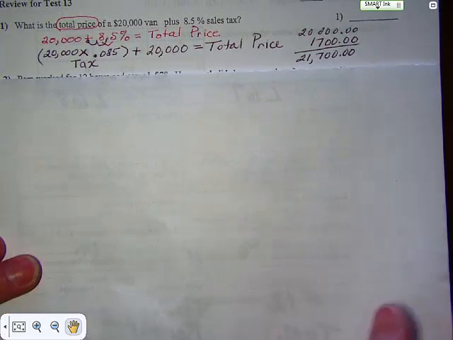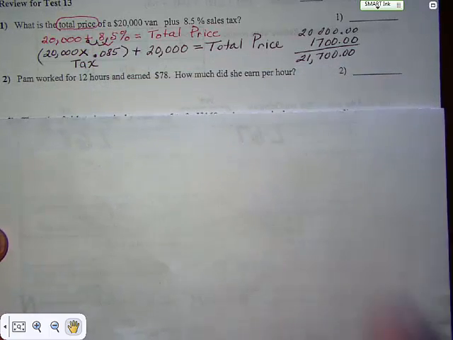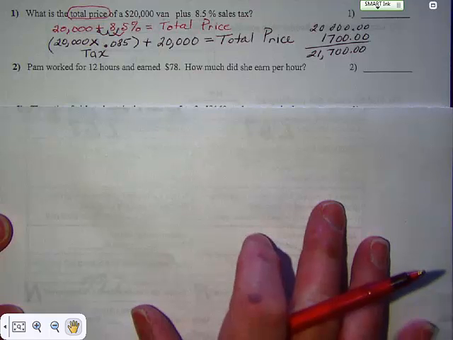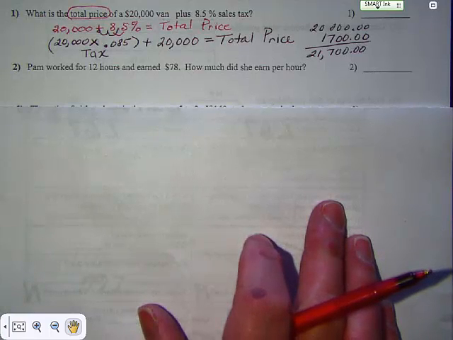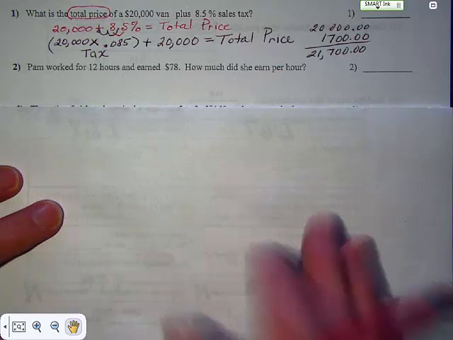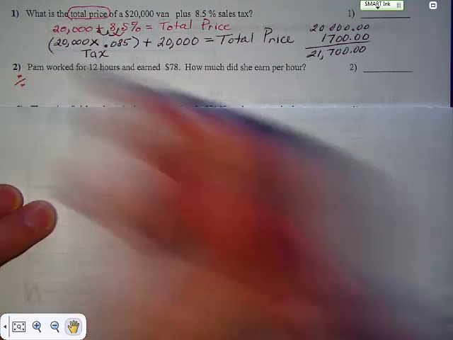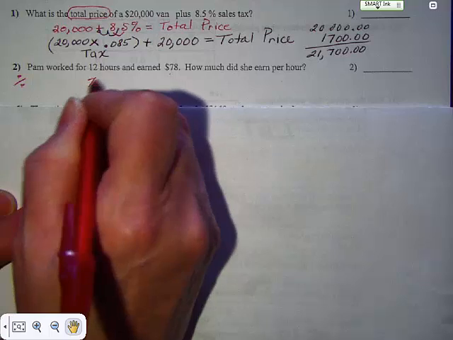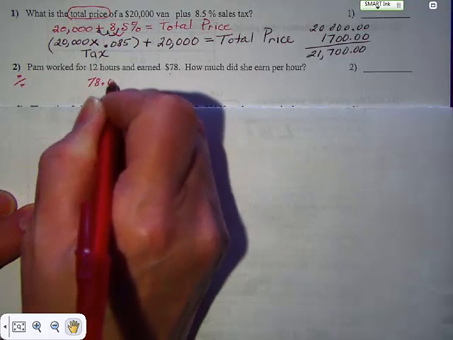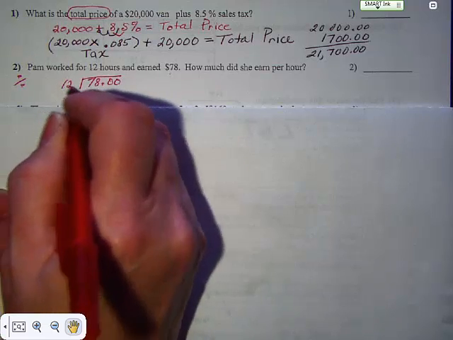Number 2 on this review is a pretty simple one that you probably need to know if you're ever going to get a job. Pam worked 12 hours and she earned $78. How much did she earn per hour? Well, this is a division kind of problem. You want to take your $78 and make sure you leave the decimals in it, and you want to divide that by 12.